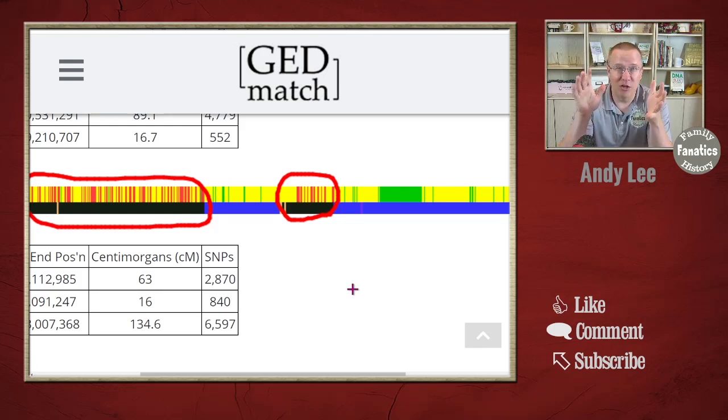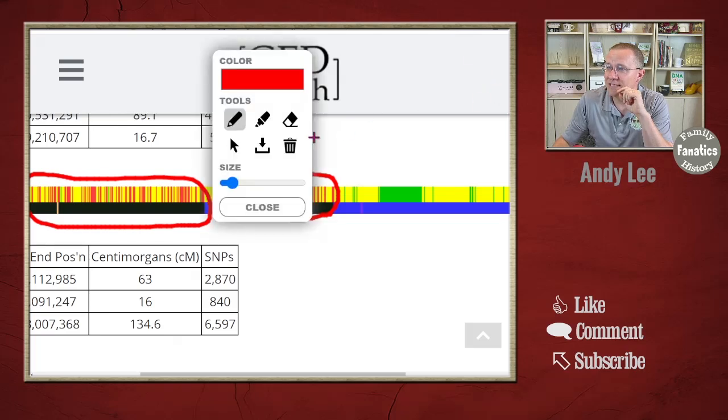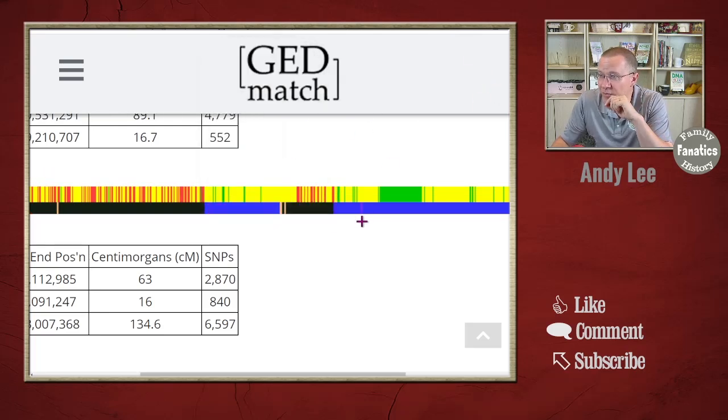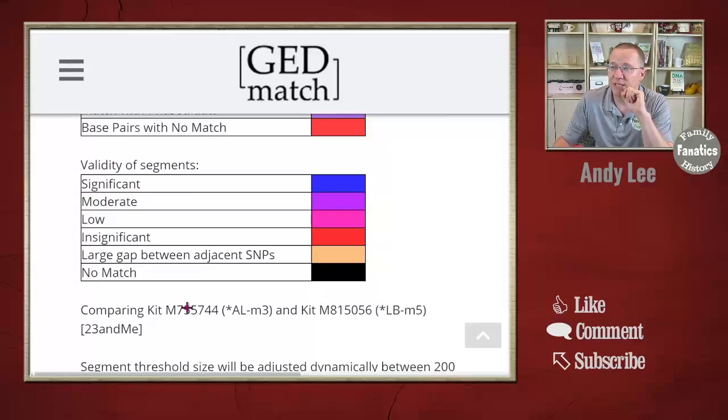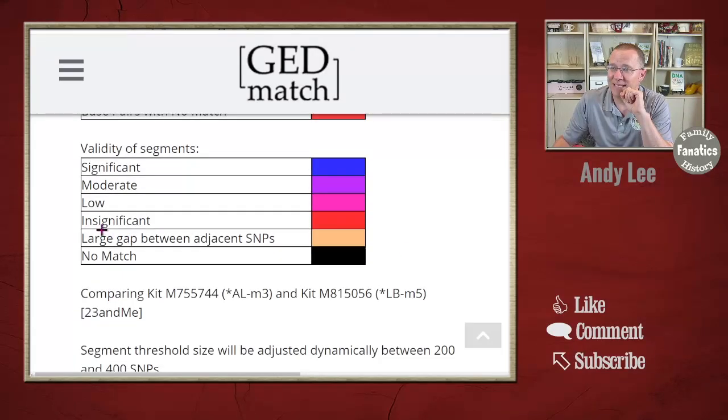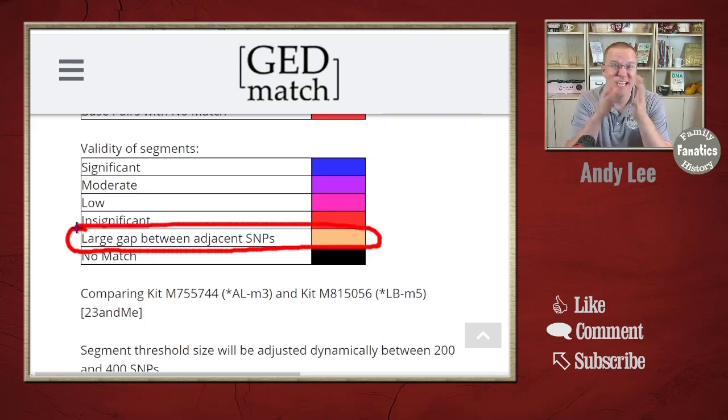Now, if you're looking really closely, you'll also see some other colors. Right here, it looks like a little bit of pink. Right here, there's some orangish, and here is another little orange one as well. We can go back up to our legend to see what that means. In this case, it's saying that there are some very large gaps between SNPs. In other words, there are some big places where we haven't actually tested anything.